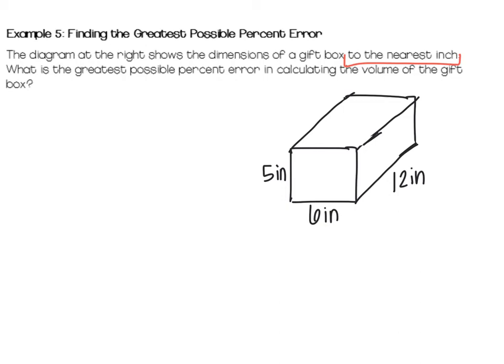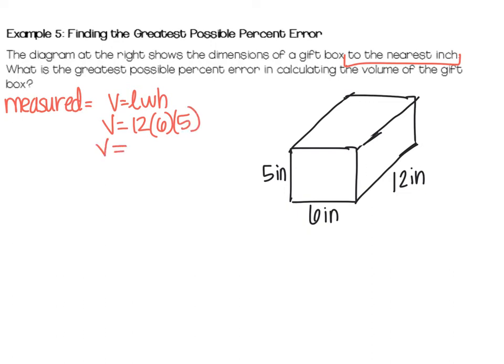To find our greatest possible error, first we have to find our minimum and maximum volumes. So our measured volume is going to be, since volume equals length times width times height, 12 times 6 times 5, which happens to be 360. Now we need to find our minimum.